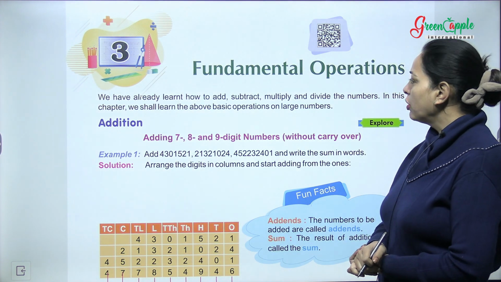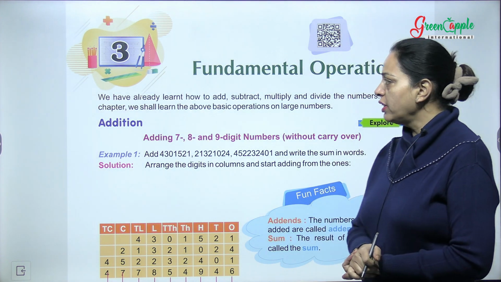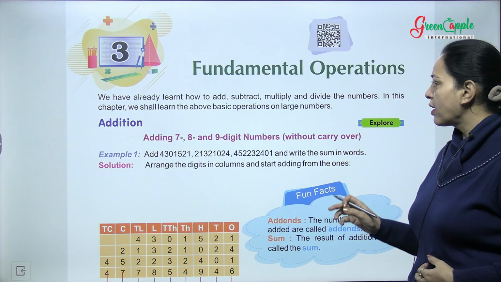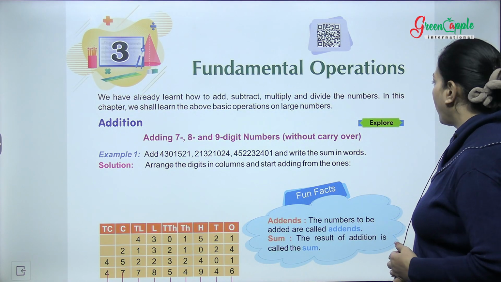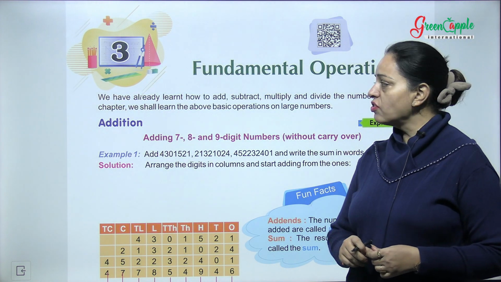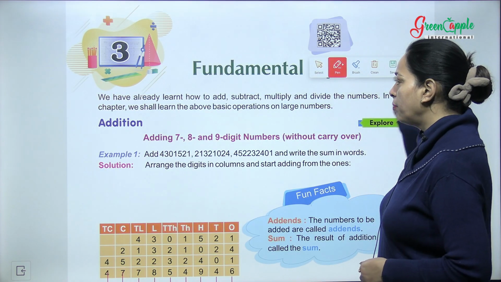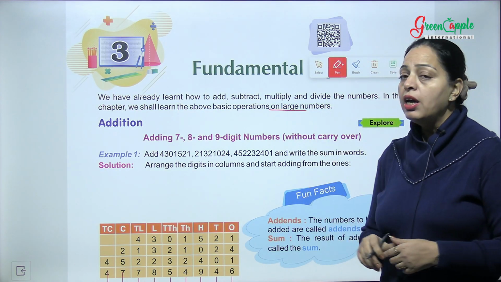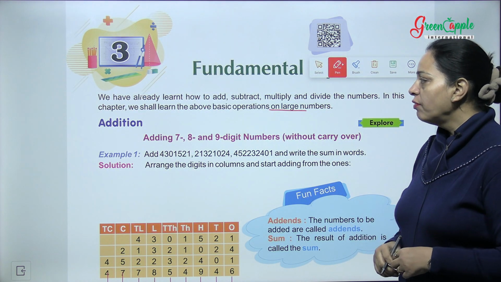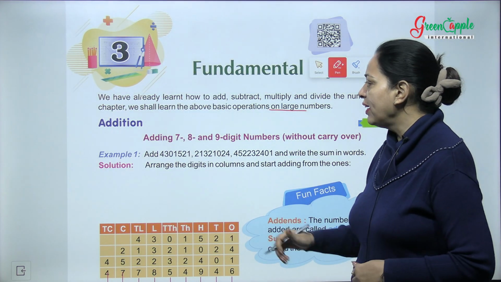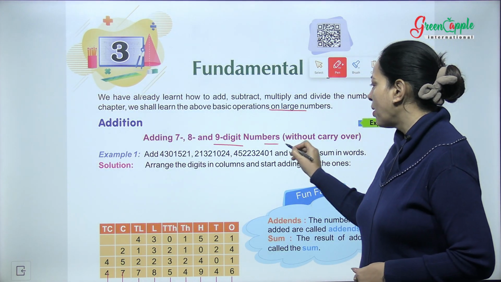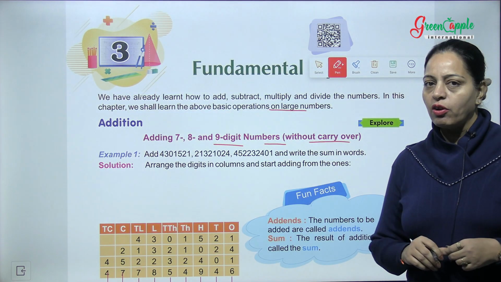Chapter 3, Fundamental Operations. We have already learned how to add, subtract, multiply, and divide numbers. In this chapter, we shall learn the above basic operations on large numbers. First, addition: adding 7, 8, and 9 digit numbers without carryover.